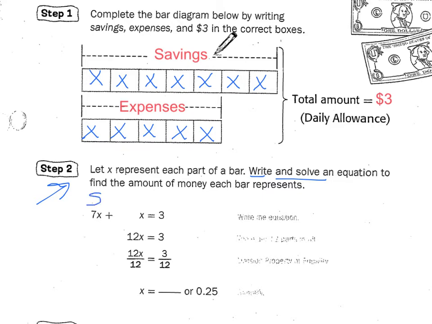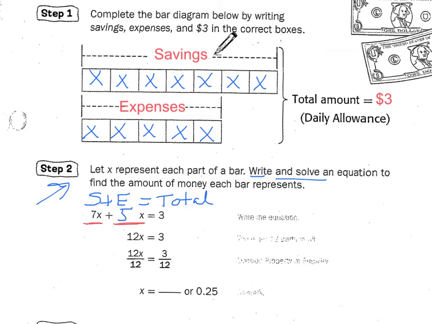So remember, our savings is 7 parts, so 7 times the little amount we don't know. And our expenses are 5 of those little amounts we don't know. And our savings plus our expenses combined together equal our total allowance, the $3. Well, if I have 7 x's and 5 more of those amounts that I don't know, what have I got? 12x. So we combine the savings and the expenses and we get 12x, and it has to equal 3.